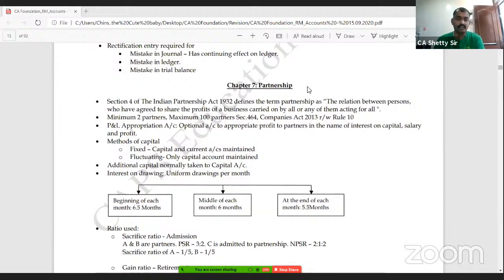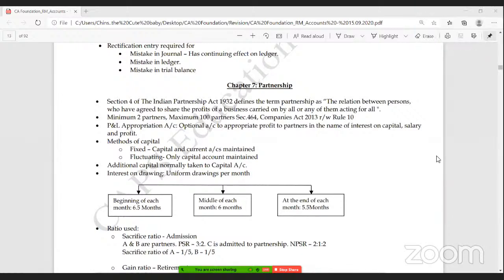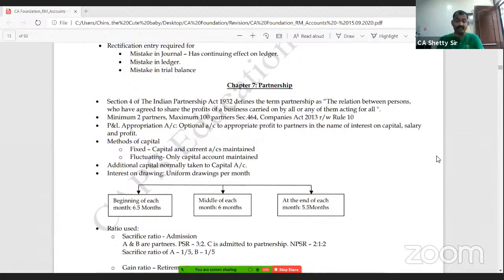Now coming back, some additional points to discuss, like what to do if the partners have drawings. Let us read. Okay, Chetna or Vinuta, read. Section 4 of the Indian Partnership Act of 1932 defines partnership as the relation between persons who have agreed to share the profits of the business carried on by all or any of them acting for all. Okay, this is a beautiful definition. You must write it down somewhere.